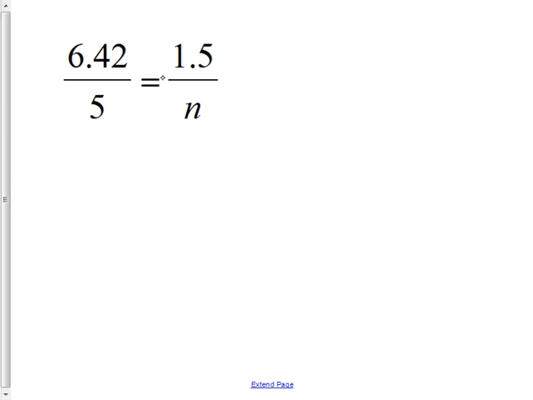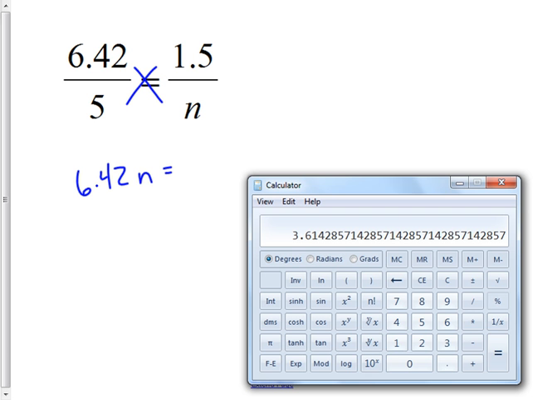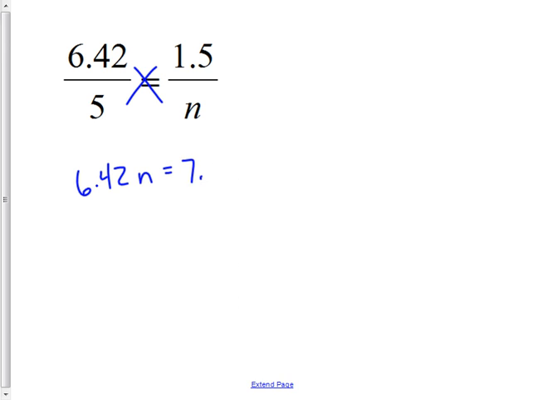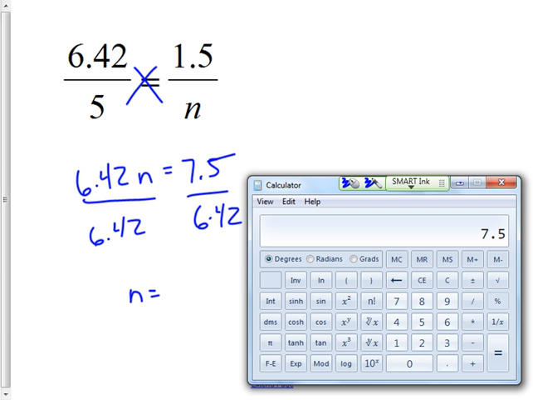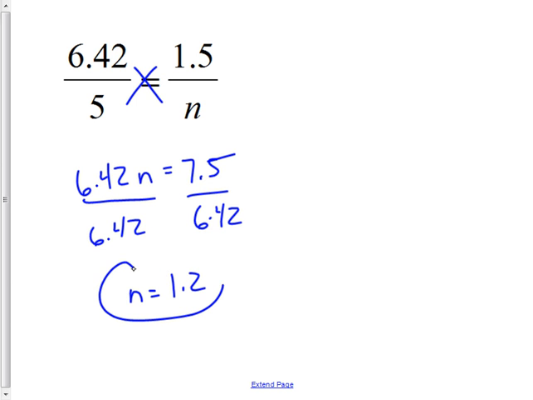Okay, again, since we have decimals here, I just cross multiply right away. I get 6.42n is equal to, let's try this, 5.1 times 1.5. I get about 7.5 there. All right, divide both sides by the coefficient. We get n is equal to, now I already had 7.5 on my calculator, so let's just divide by 6.42. So we get about 1.2. If we round that to the nearest tenth, it'd be 1.2.